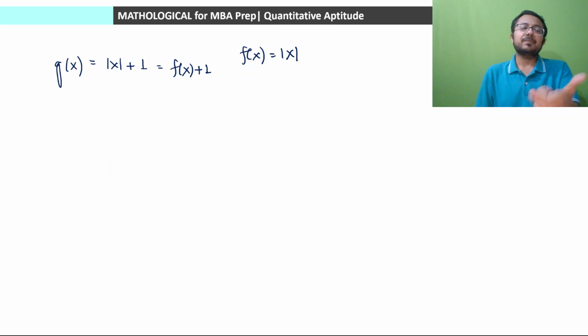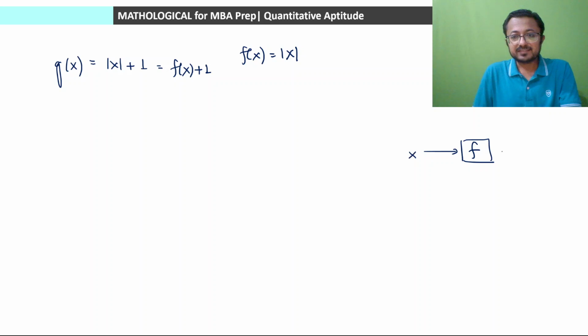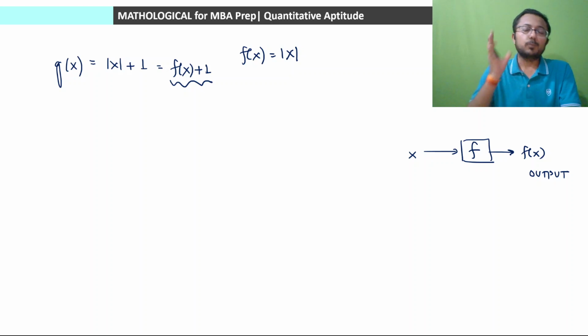Isn't it so? और f of x हमारा क्या है? Basically हर एक केस में हम क्या करें? फंक्शन क्या करता है हमारा? फंक्शन is basically like a machine. X is the input and f of x is the output. So if we are adding 1 to f of x, then basically we are adding 1 to all the output values.